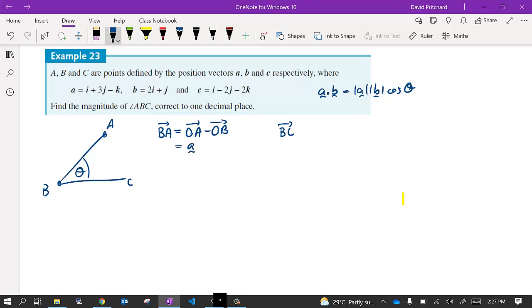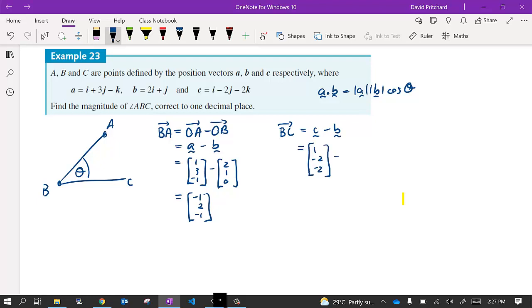So BA, using displacement vectors, will be OA, subtract OB. That means we're looking at the vector A take B. So we've got 1, 3, -1, subtract 2, 1, 0. And we've got -1, 2, -1. That means BC will be OC take OB, or C take B. We've got 1, -2, -2, subtract 2, 1, 0. We've got -1, -3, -2.